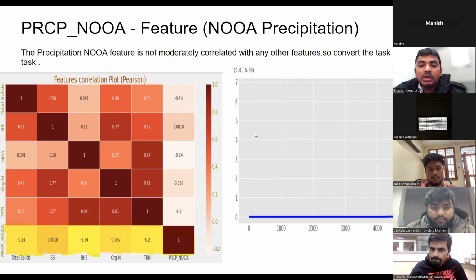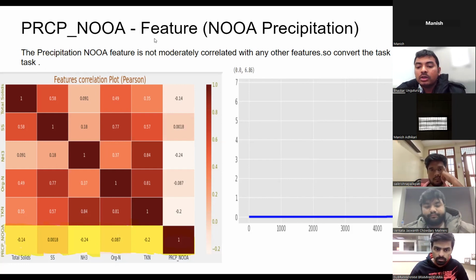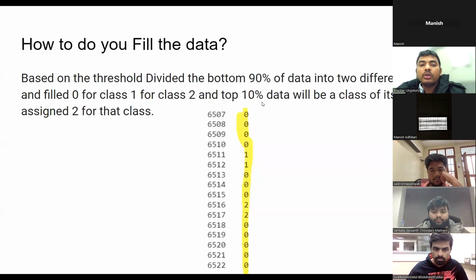If you see the plot diagram on the right-hand side, this feature contains nearly 5000 zero values, and it suddenly goes to a high range, that is 6.86. That's why we converted this task into a classification task and used all the features for this feature's prediction. The next question is how I need to fill this feature data, because this data is already filled. Again, we are going to fill this feature data. How we are going to fill it, we talk about in this slide.